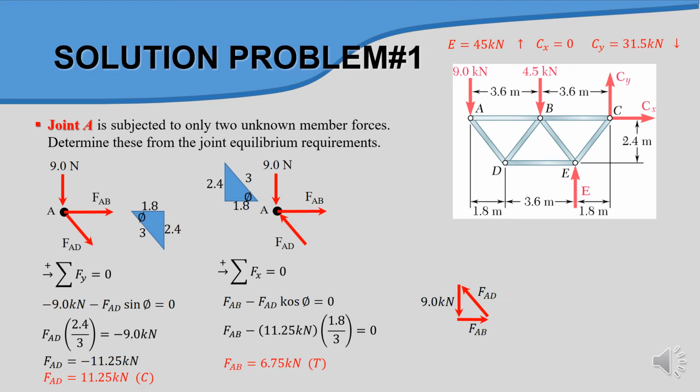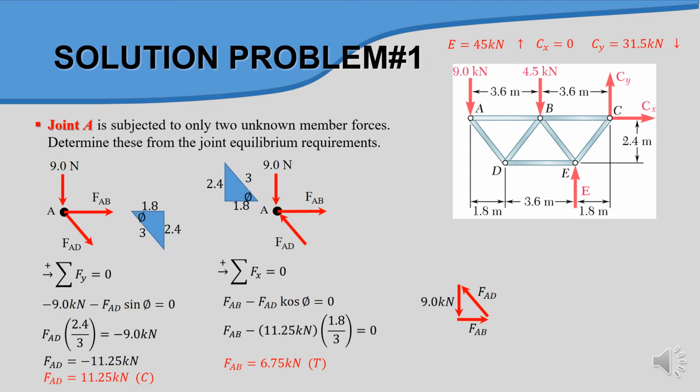Once we obtain the value of FAD, it is very easy for us to calculate the value of FAB by using the net force at the x-axis is equal to 0. At this time, we have FAB minus FAD cos theta is equal to 0. By using the triangle, we substitute cos theta, which is 1.8 over 3, and finally we obtain the value of FAB is equal to 6.75 kilonewton.